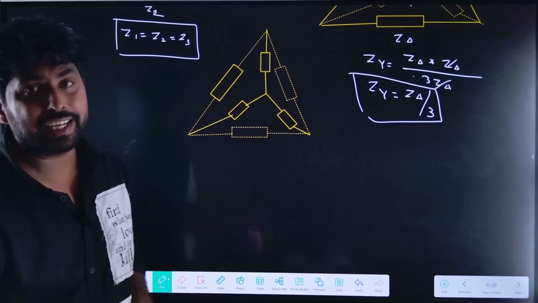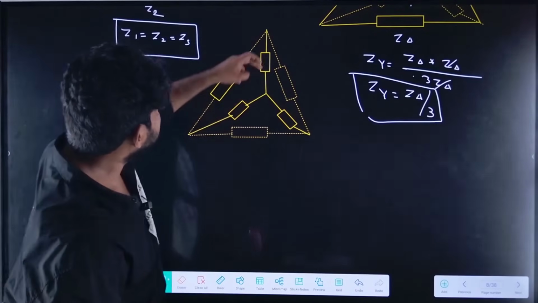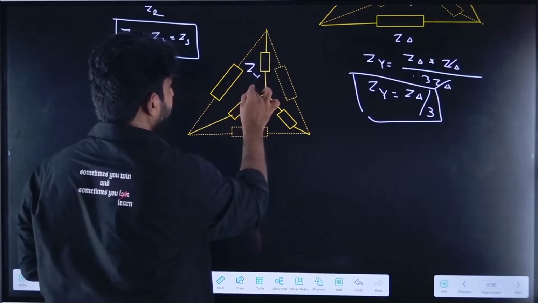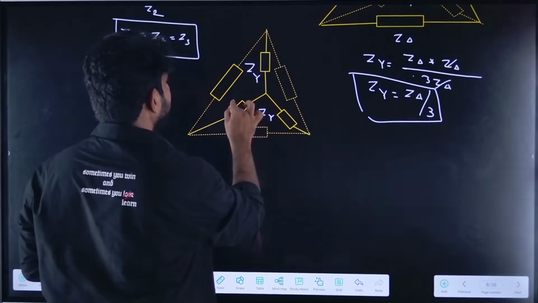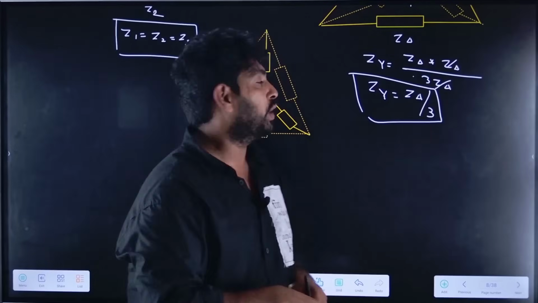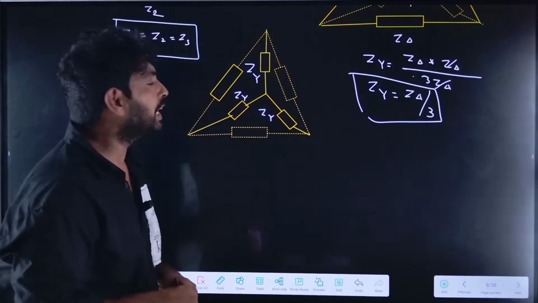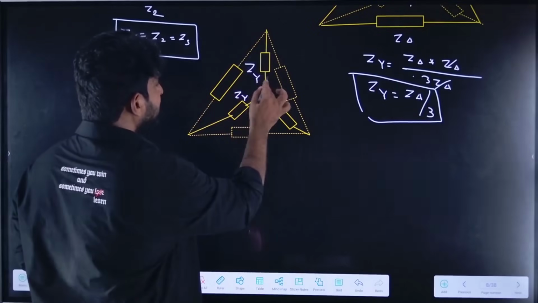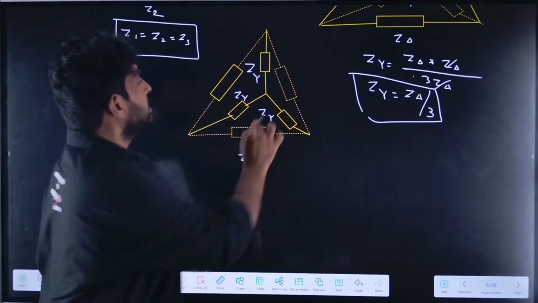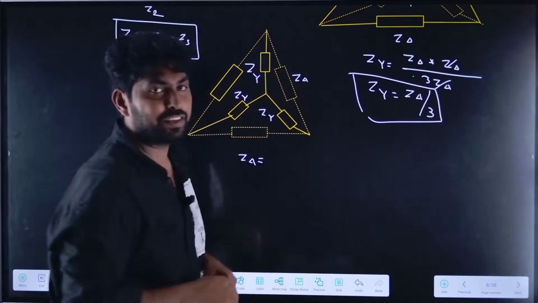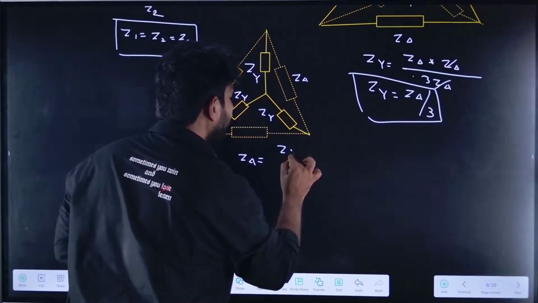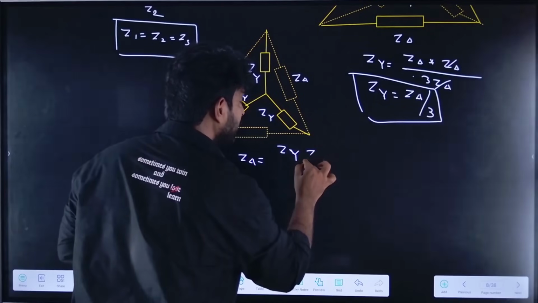Here, let us assume that we have a star connected load, Z star. Now I want to convert it into the equivalent delta connected load. How can I convert it? If I want to find this equivalent Z delta, I need to take Z star into Z star.